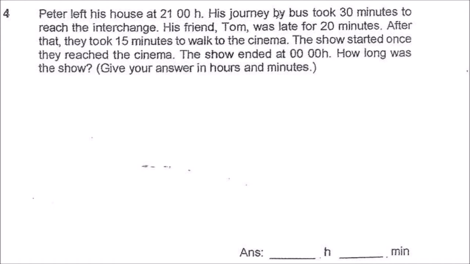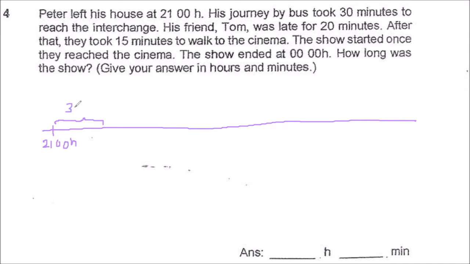Okay, guys, for this type of question, what we need to do is draw a timeline. Okay, so we have this line here as a timeline. So he left his house at 2100 hours. So we can just do this. 2100 hours. His bus journey took 30 minutes to reach the interchange. So we just put 30 minutes here. So after 30 minutes, we add into the time, isn't it 21:30? Okay, and his friend Tom was late for 20 minutes. So we add another 20 minutes.